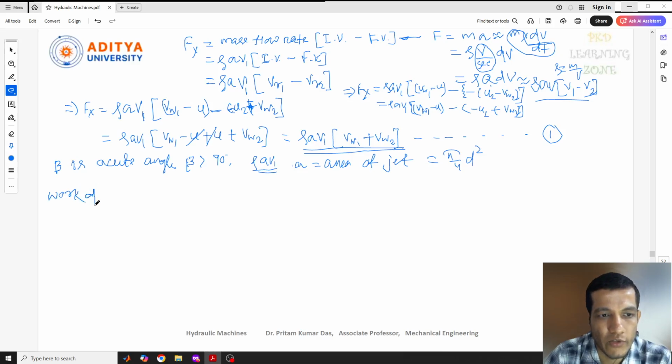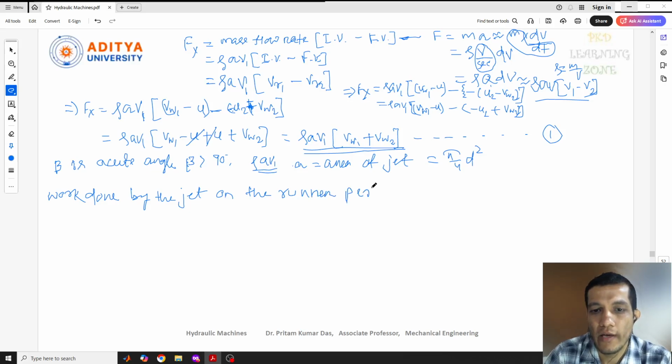Now as the final step, we need to find out the work done. Once you calculate the force, then we can go for the work done. Work done by the jet on the runner per second.